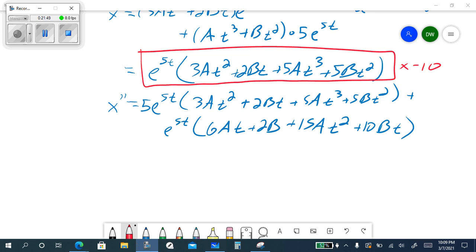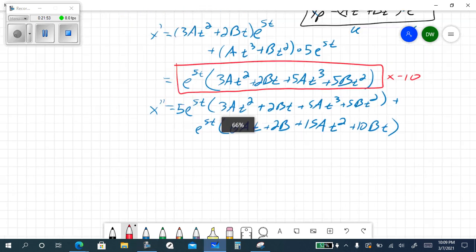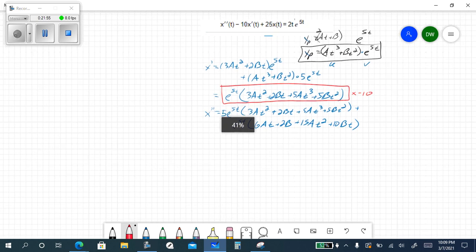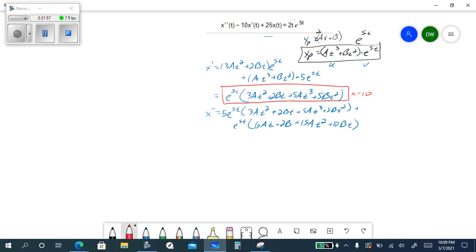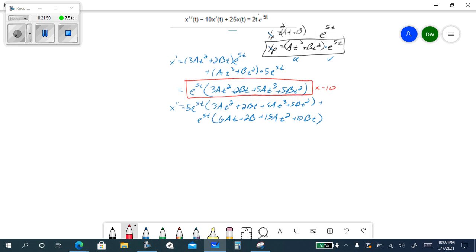So this one is one of the messier ones, but let's see if I can zoom out and then write all of this. So our second derivative, 5e to the 5t. In fact, let's do this. Let's factor e to the 5t out.